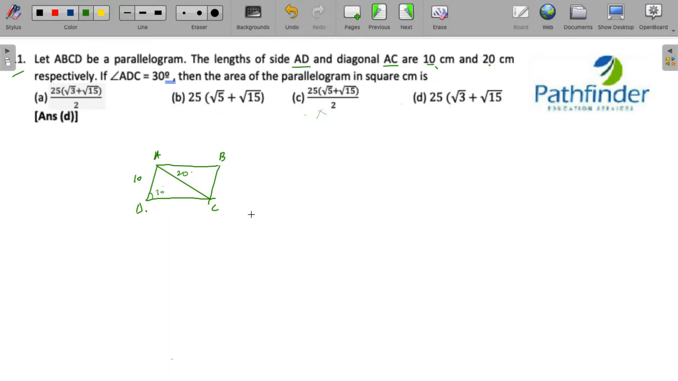So area of parallelogram we can find in several ways. One of the ways is multiplying the side DC with the height, or the side AD with the height on AD. But because we don't know this angle, we will not be able to find the height on AD directly. But we can find the area of this triangle ADC. And if we can find the area of this triangle ADC, twice that area will be the area of this parallelogram. For that, we will need to apply cosine rule, cos of 30.